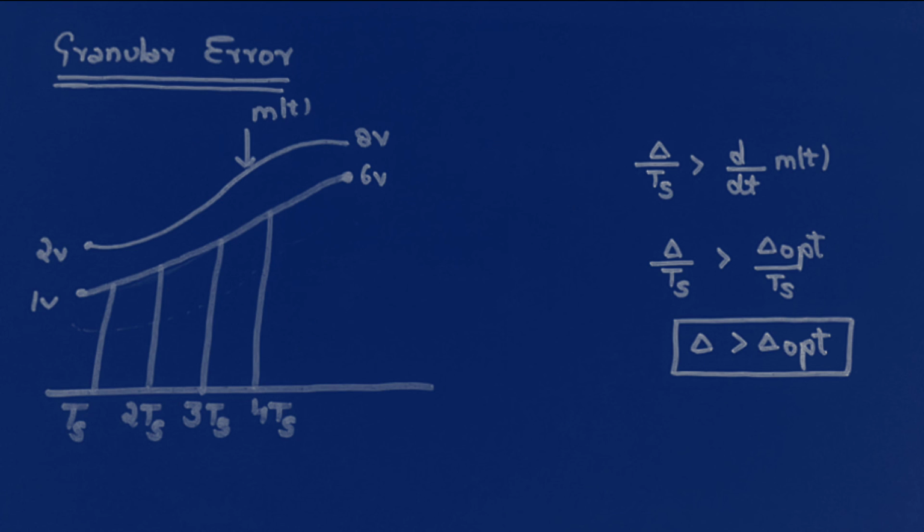Now is the turn for the granular error. In this error, the slope of the reconstructed signal is high in comparison to the slope of the transmit signal. The slope of the reconstructed signal is given as del by Ts, and the slope of the message signal is the differentiation of that message signal. So we find that del by Ts is greater than del optimum by Ts. So the del value is greater than del optimum.